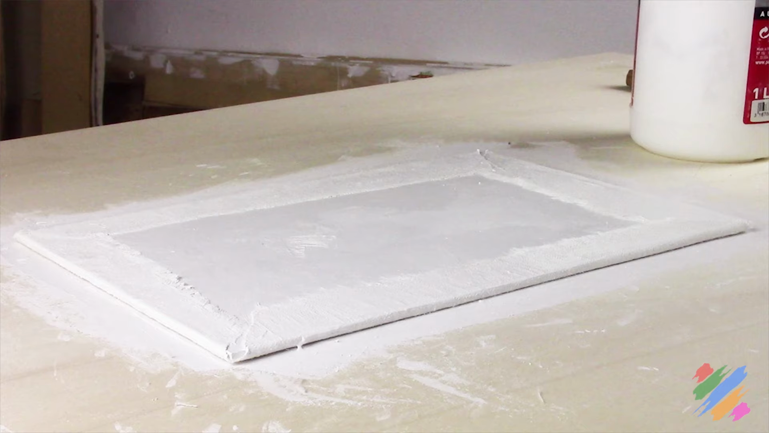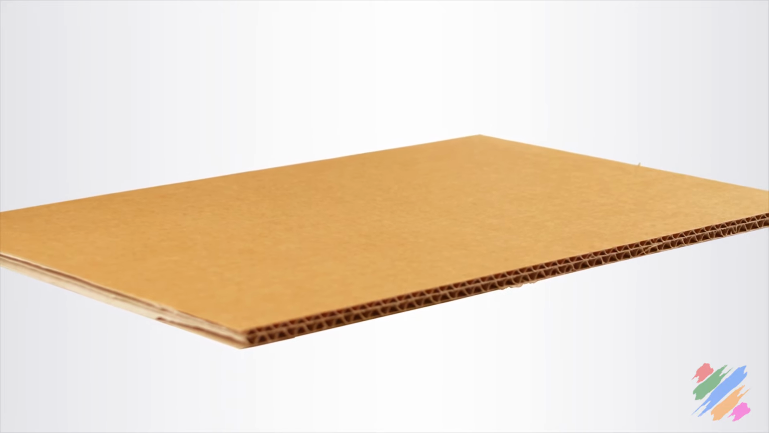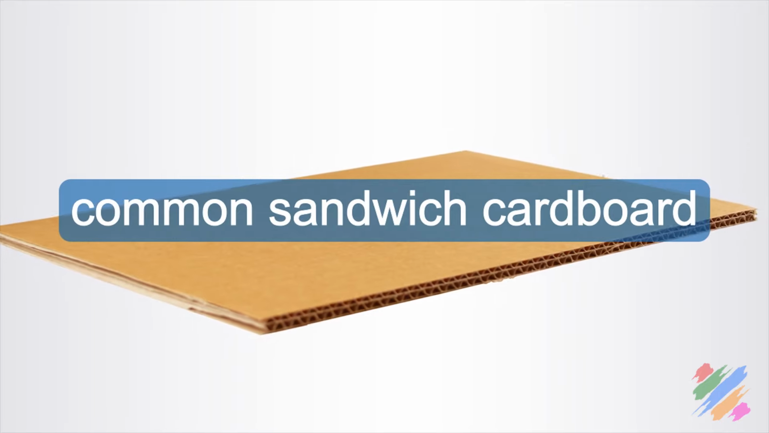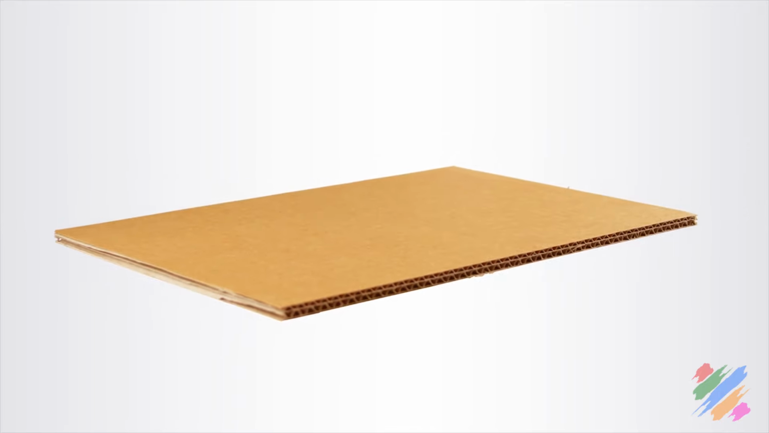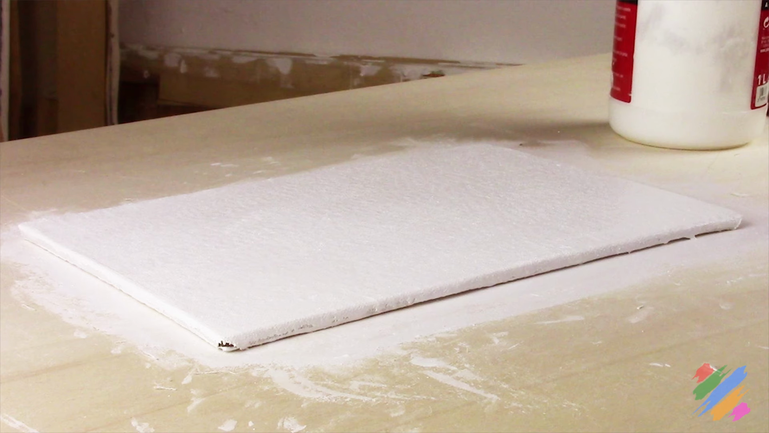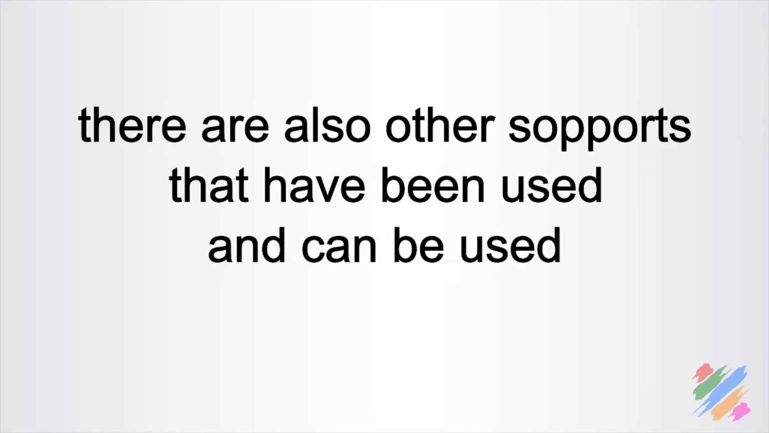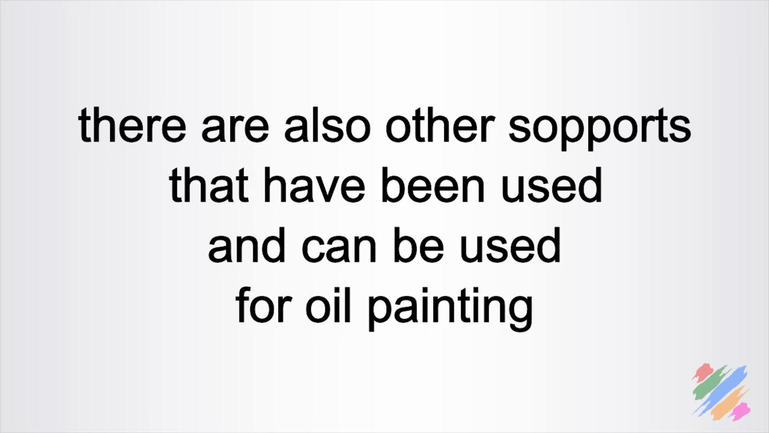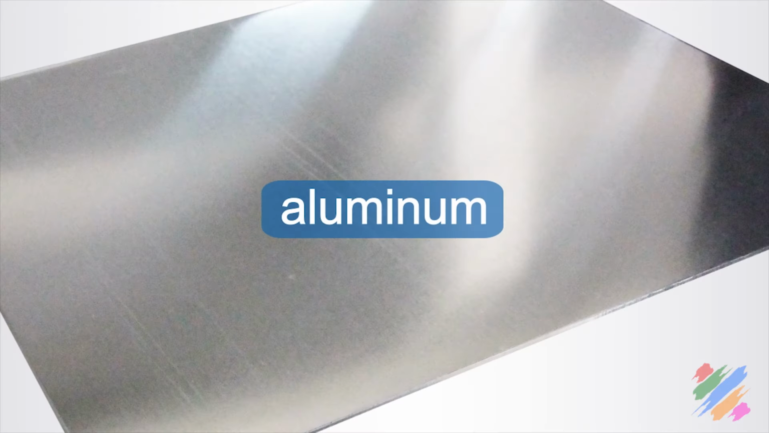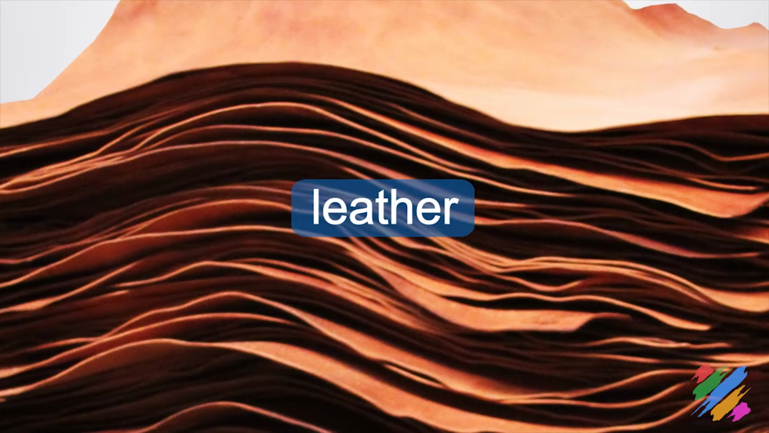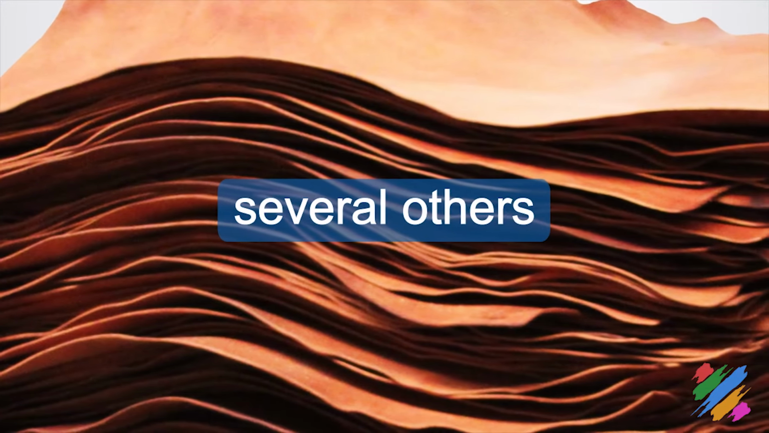In this second case, if we want, we can also use a normal piece of common sandwich cardboard used for boxes. The only problem is that it's a little bit wavy. But as we said, it's still a good solution for beginners that want to follow this course or to do our studies. There are also other supports that have been used and can be used for oil painting. For example, copper and aluminum plates, PVC, leather, and several others.